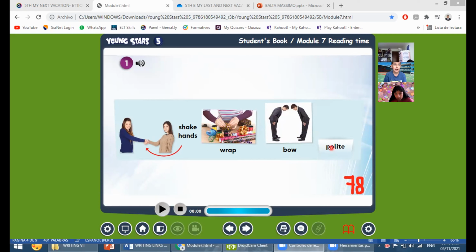And polite. Who can tell me what this is in Spanish? Polite. What is this word? Who knows? Can you repeat, Dana? Cortés, profesor? Not exactly.